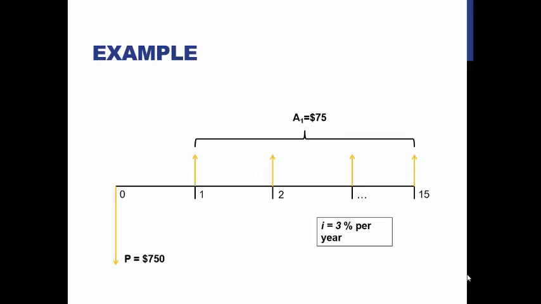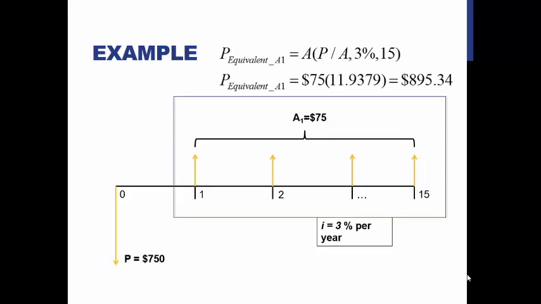So let's use an example. If given this cash flow diagram, we want to evaluate what the present worth of this project is. This is already at time 0, so we know that we have negative $750 there. And for the annuity here, it goes from 1, and you can see the N is 15 years, i is 3% per year. So the present equivalent value of that is going to be, using your time value of money equations, $75 times the present worth factor of the annuity.